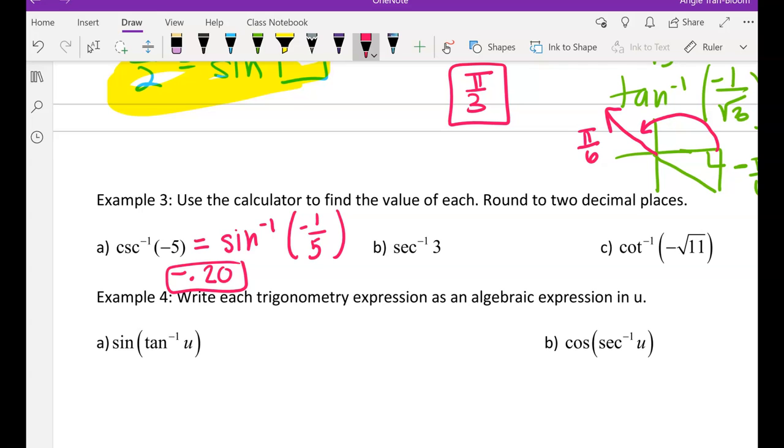B, Max, did your calculator give you an answer? No? Do you need help? Yeah. Oh, Dean, did you help him? Oh, yeah, that's what we did.